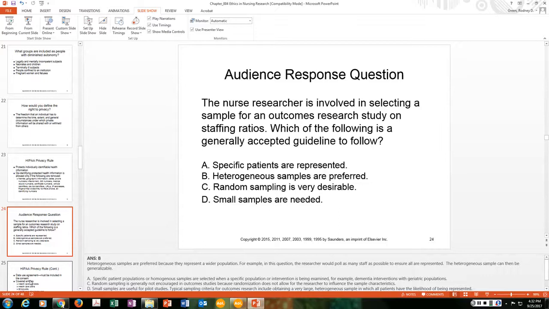Specific patients are represented, heterogeneous samples are preferred, random sampling is very desirable, small samples are needed. Okay, the correct answer is B. Heterogeneous samples are preferred. They represent a wider population, and the researcher would want to interview or survey as many staff as possible to ensure that all are representative. The heterogeneous sample can then be generalizable.